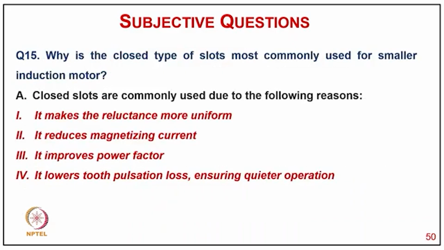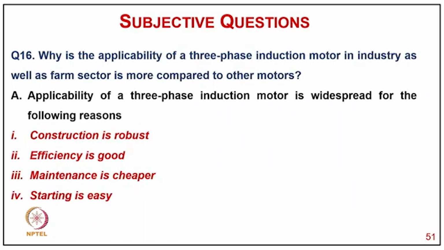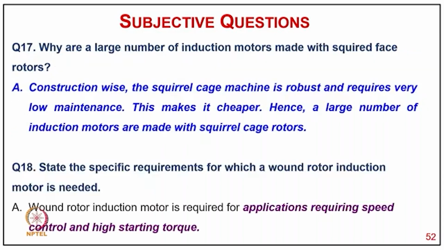Why are closed type slots commonly used in smaller induction motors? Closed slots are used for the following reasons: it makes the reluctance more uniform, it reduces the magnetizing current, it improves the power factor, it lowers the tooth pulsation loss, and ensures quiet operation or reduces noise and vibration. Why is the applicability of three-phase induction motor in industry and farm sector more compared to other motors? Application of three-phase squirrel cage induction motor is widespread due to the following reasons: construction is robust, efficiency is good, maintenance is cheaper, and starting is easy.